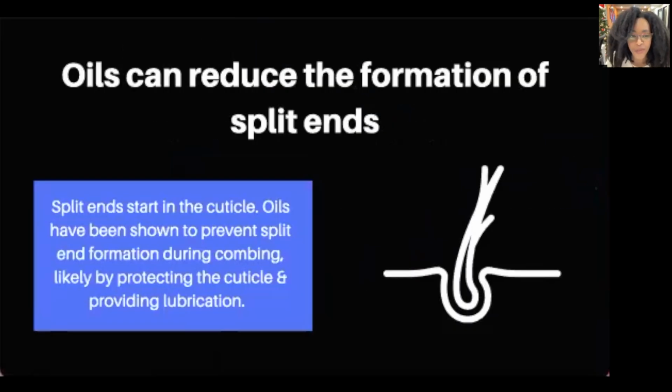Oils can also prevent or reduce the formation of split ends. Split ends start in the cuticle of your hair. So that was the outermost layer of your hair. By filling in gaps in the cuticle, oils can prevent the formation of split ends during combing and handling. And since your ends are the oldest and most fragile part of your hair, you can also choose to exclusively use oils at the very ends of your hair. You don't have to use them all throughout.